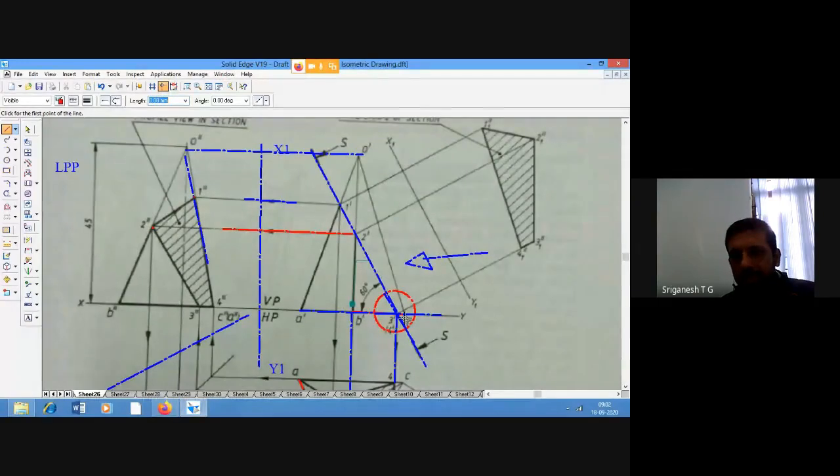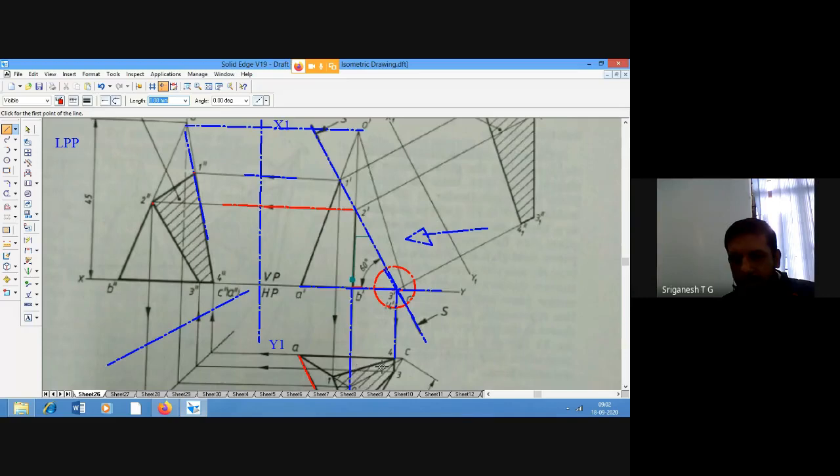Okay, and C dash, 4 dash will be here only, that we can take from the top view. They have given the arrow mark, right? They have given the arrow mark. So draw the projection lines in this particular direction. Wherever it meets, that is the particular point.